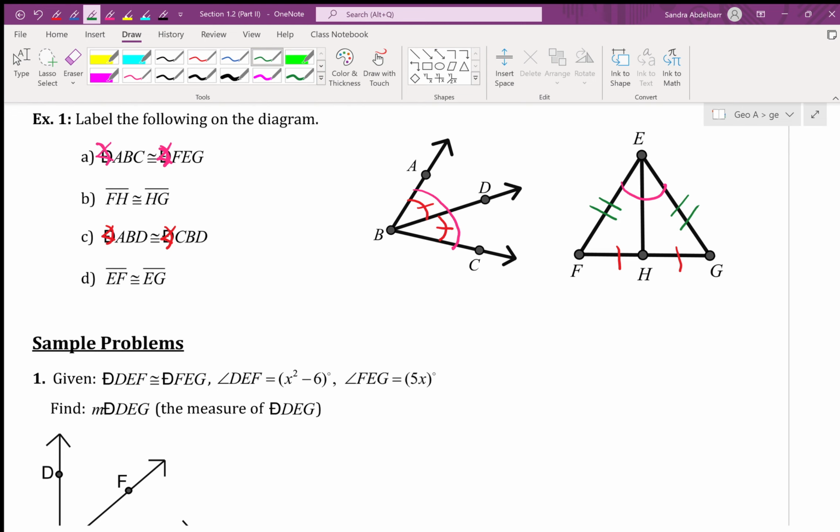Because it's showing different parts are congruent, the one slash shows that only these two segments are congruent. So when we do two slashes, it shows EF and EG are congruent. If they all had one slash, that means all four would be congruent. So we have to make them different.